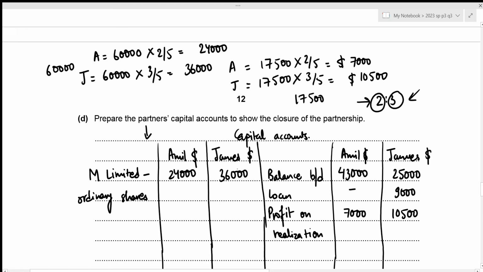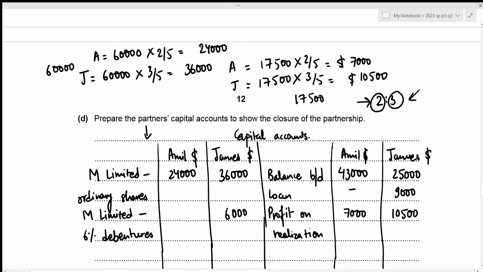And we also know that M Limited issued a debenture worth 6,000 for James, right? So we need to record that as well. That's going to be M Limited 6% debentures, which was worth 6,000 for James.